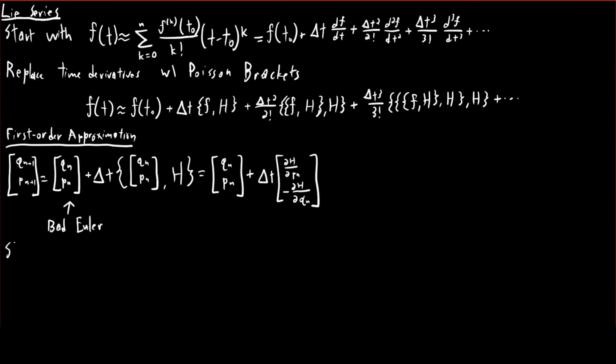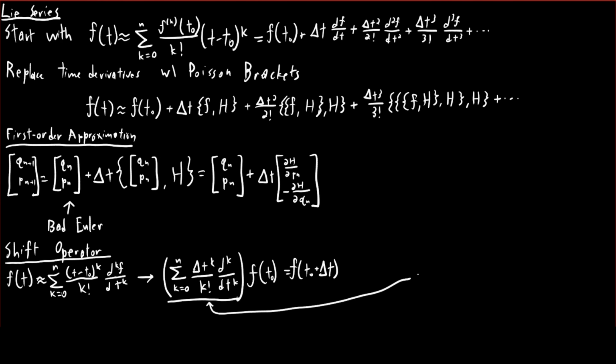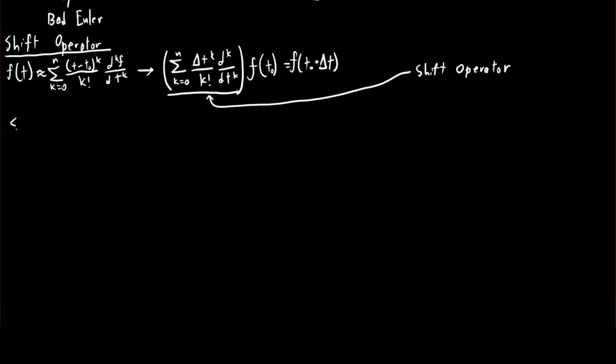So how do we get a symplectic integrator out of this mess? Let's look back at the general formula for a Taylor series. If we rearrange it a bit, we can pull out everything but the function and turn the Taylor series into an operator. If we then replace the t minus t0 with a delta t, then we get the shift operator. It's called the shift operator because it shifts the input of a function.